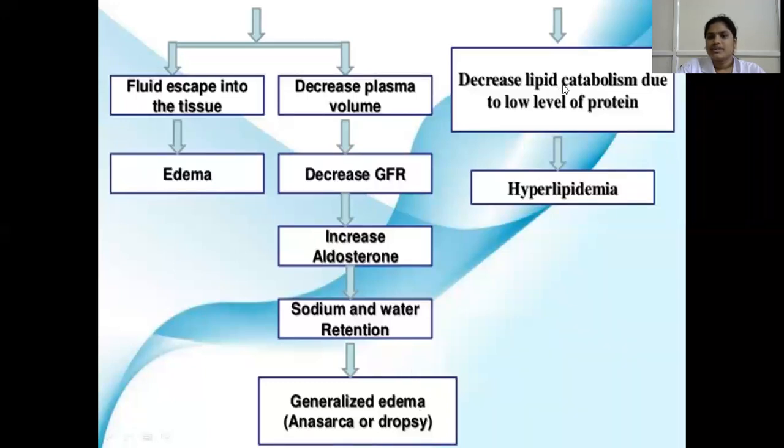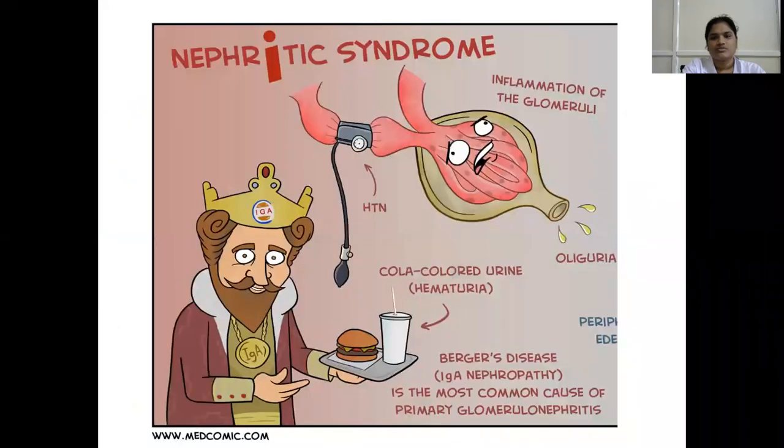And decreased lipid catabolism due to low level of protein leads to the hyperlipidemia. This is the pathophysiology. These lead to the symptoms and signs of the nephrotic syndrome. So the two syndromes which we are going to see are the nephritic syndrome and the nephrotic syndrome. So let us see the difference between the nephrotic and the nephritic syndrome.